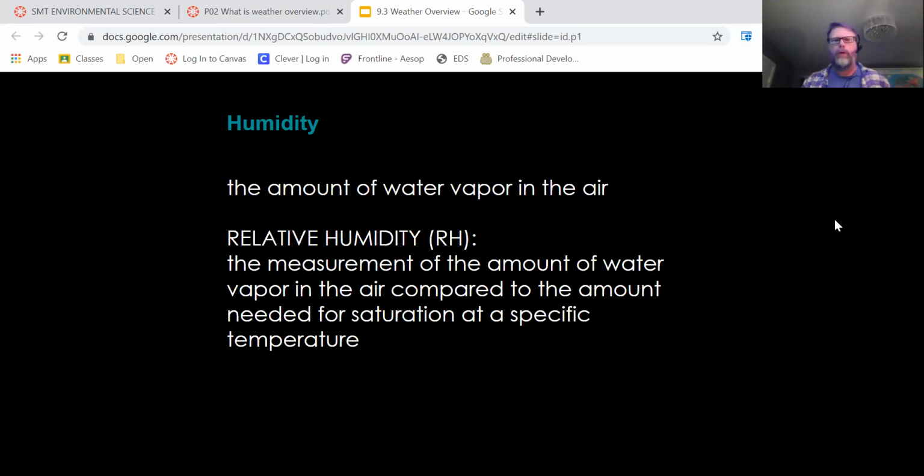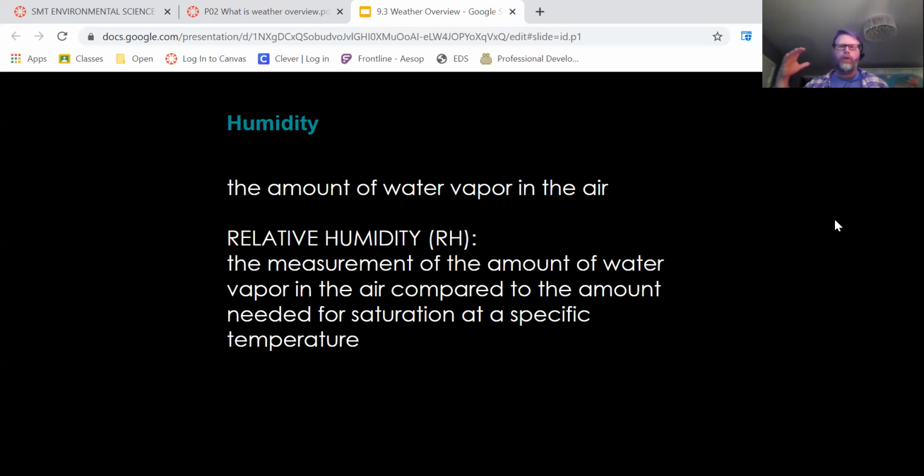Right now, we're going to focus on humidity as the amount of water vapor in the air, and the relative humidity, the measure of the amount of water vapor compared to the maximum amount, the saturation amount, for a specific temperature. There are other ways we can measure humidity, but right now we're going to focus on this one, the relative humidity.